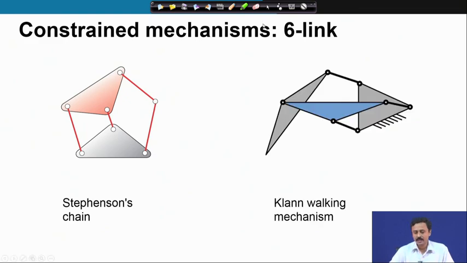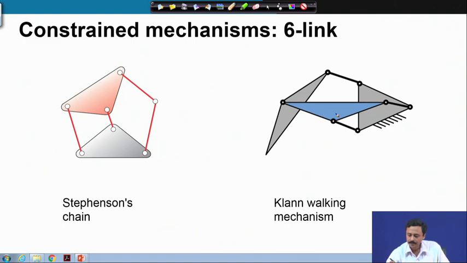The Clan walking mechanism is an example of the Stephenson's chain. This is one ternary and the ground is the other ternary. These 2 ternaries, as you can see, are not directly connected. So, there is this binary and this binary. So, the Clan walking mechanism is an example of the Stephenson's chain.